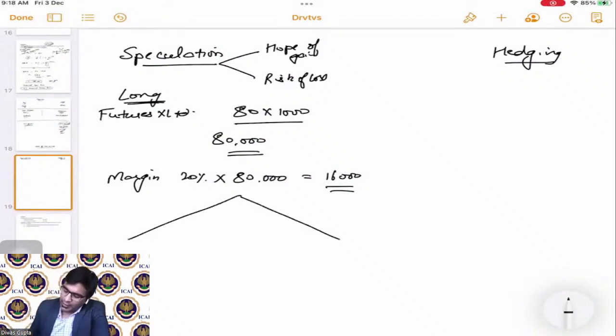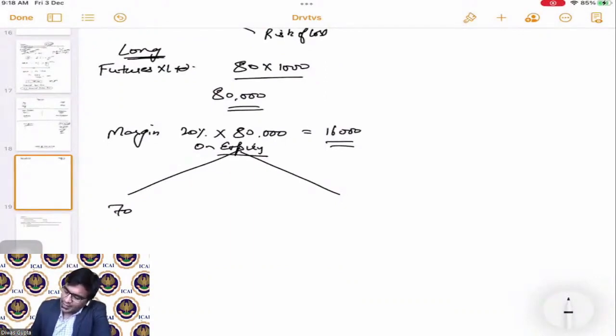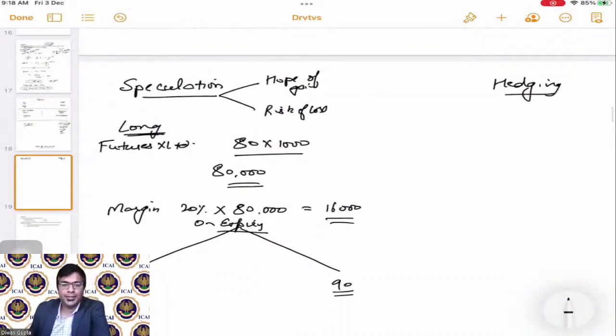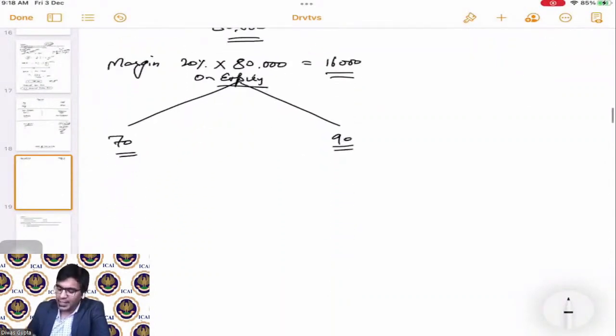Now, tomorrow, what will happen? Tomorrow, I mean on expiry, the futures can be, let's say, 70 or the futures can be 90. I'm taking a case of higher or a case of lower. So let's say it is 70 or it is 90. Simple. So in case it is 70, now I have taken a long position in futures. I have agreed to purchase at 80 rupees. Correct. But on expiry, if it becomes 70 rupees, I will definitely lose.